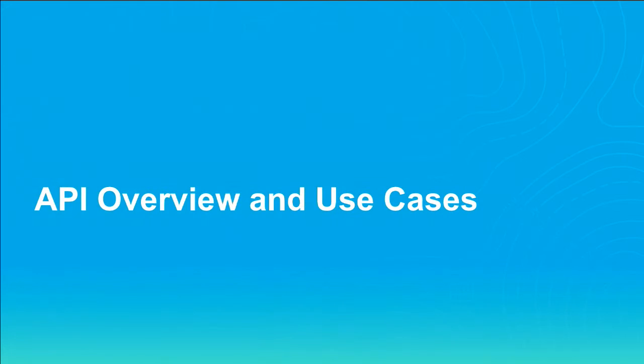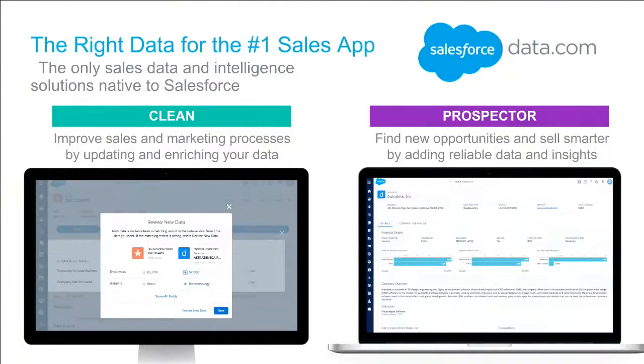Now, starting off with the API overview, there are two products that we currently sell into the market. The first product is Data.com Clean, and this is all about keeping your data up to date in your CRM, making sure you have the latest and greatest of the data that is available. The other product that we sell today is Prospector. So if you're looking to prospect for new contacts, to sell smarter or get more opportunities, this is the product that you should be interested in.